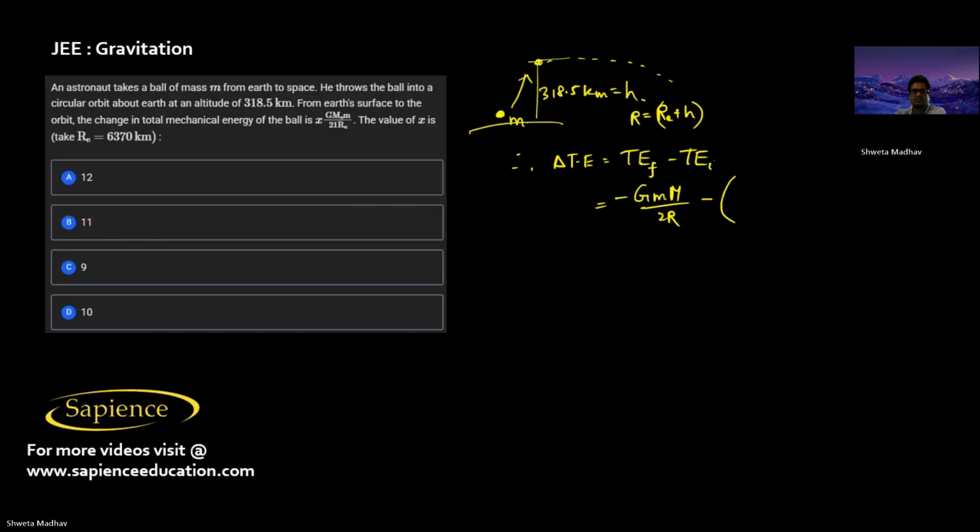Minus of, so when it is kept on the Earth surface, then it has no kinetic energy. Therefore, initially the energy will be minus GMm by RE. Therefore, the change in total mechanical energy is equal to GMm by RE minus GMm by 2R.